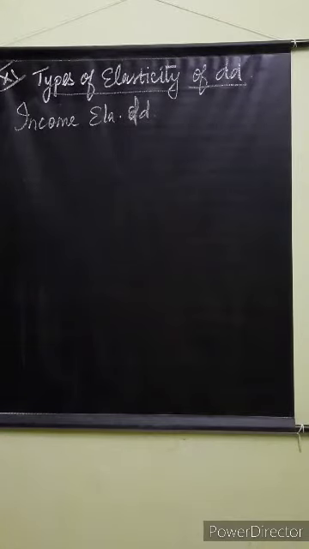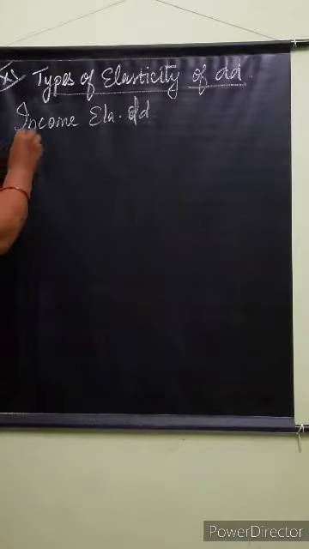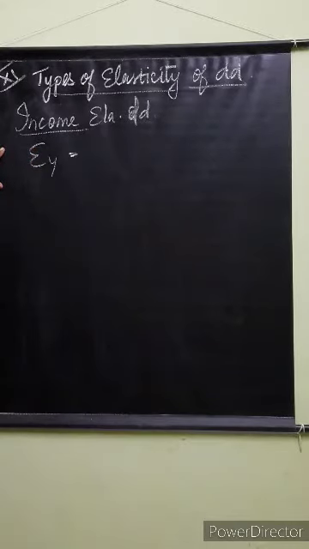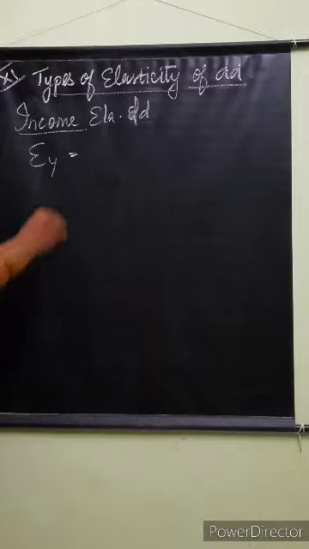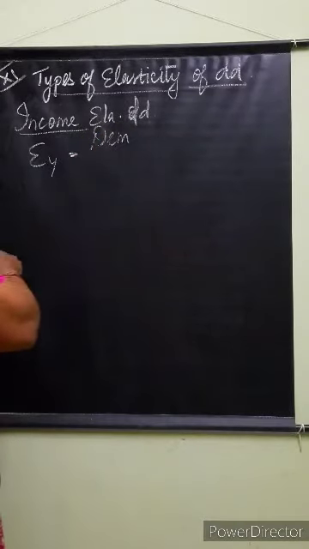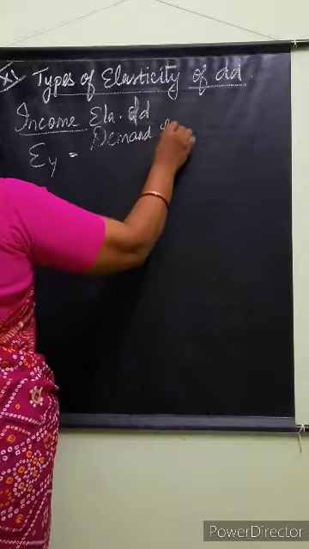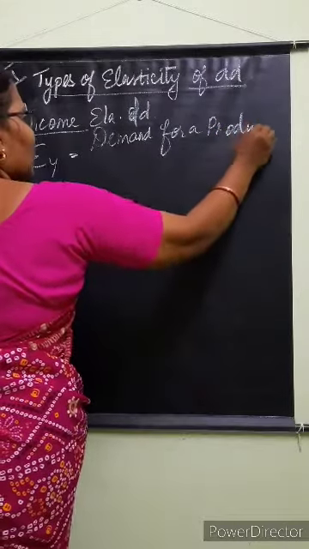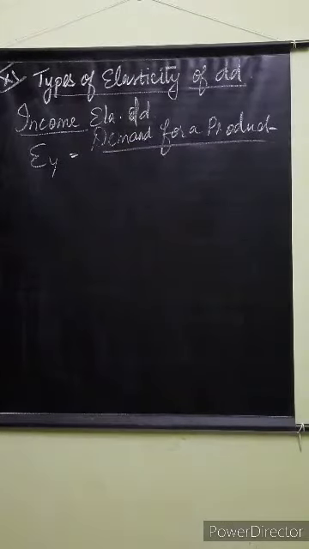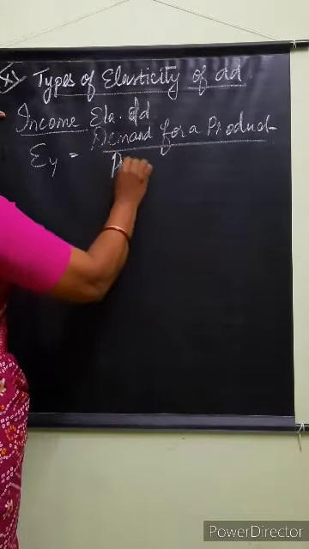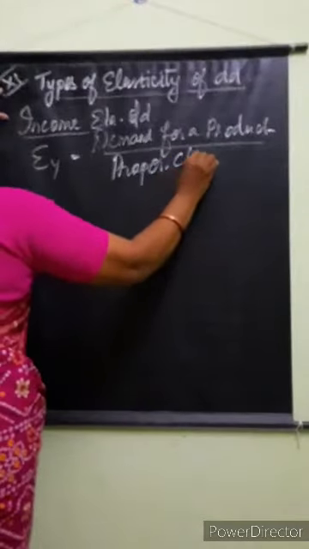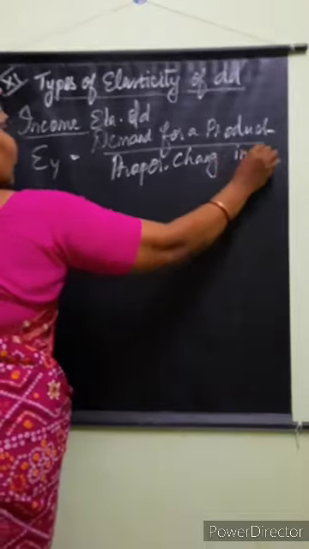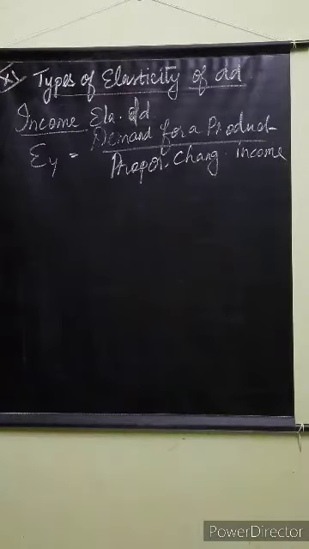If our income is more, our demand will be more automatically. We are ready to buy. So, how will you calculate the income elasticity demand? Usually, the term income in economics we denote by Y, isn't it? Y is income. So demand for a product by changes in the income, proportional change in the income. This is the formula for income elasticity demand.